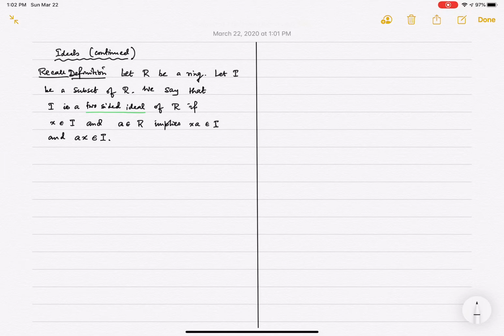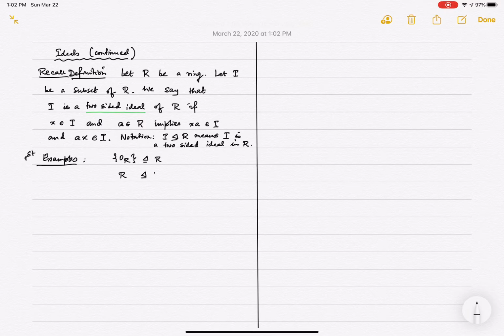Okay. And then examples. Maybe first examples. R is still a ring. So if you just take the zero element, that always is an ideal. R is always an ideal. So maybe we'll use a notation. I triangle left R means I is a two-sided ideal in R. Okay, that will be the notation. So the zero guy is an ideal. R itself is an ideal. So these are sort of the trivial examples.